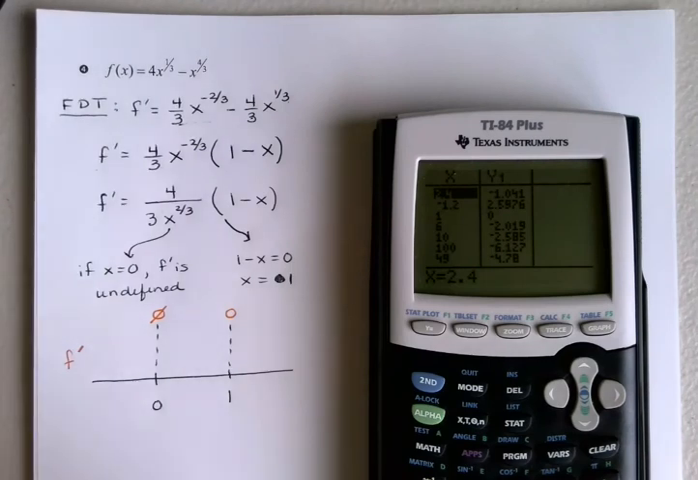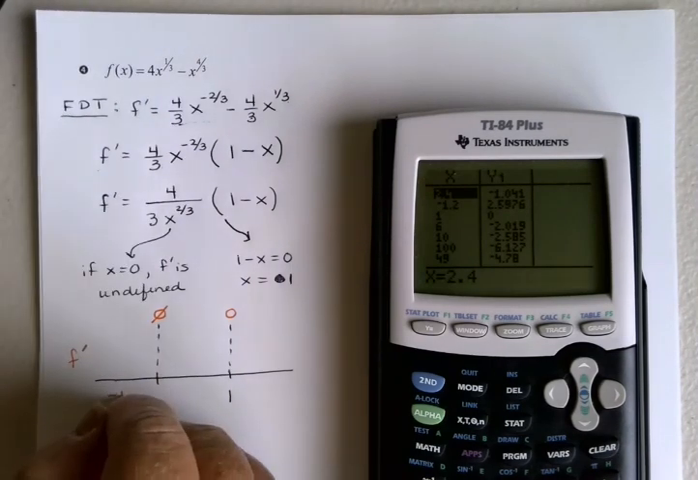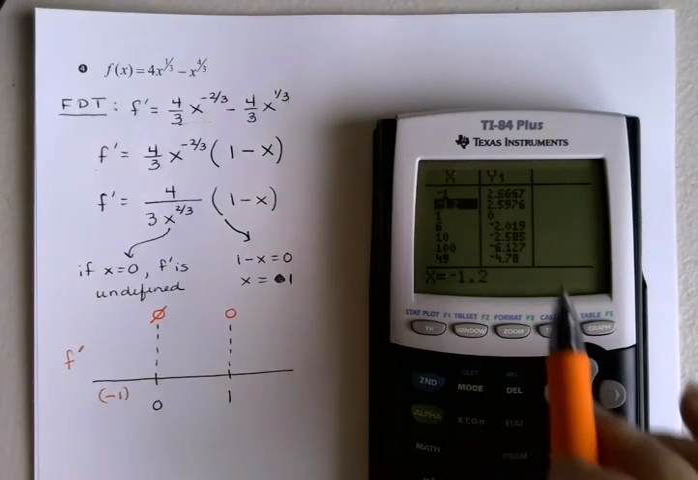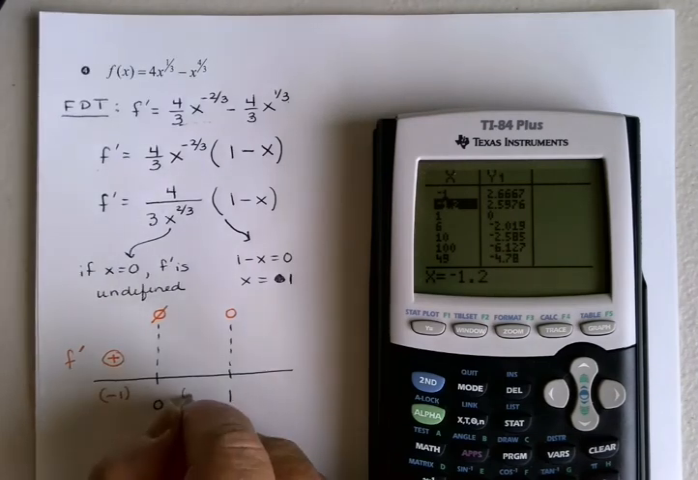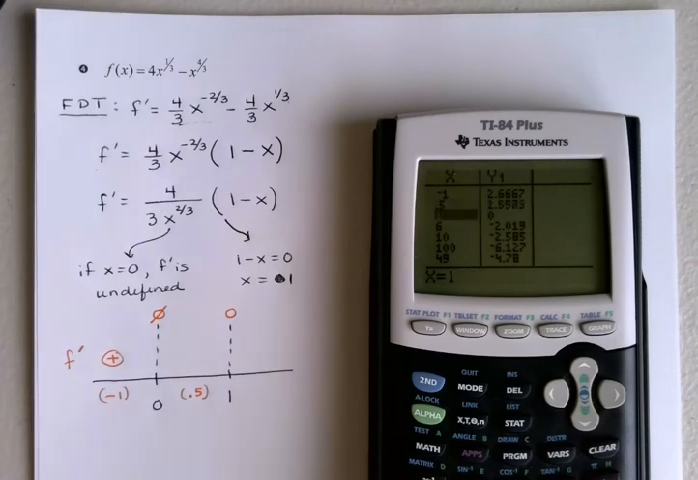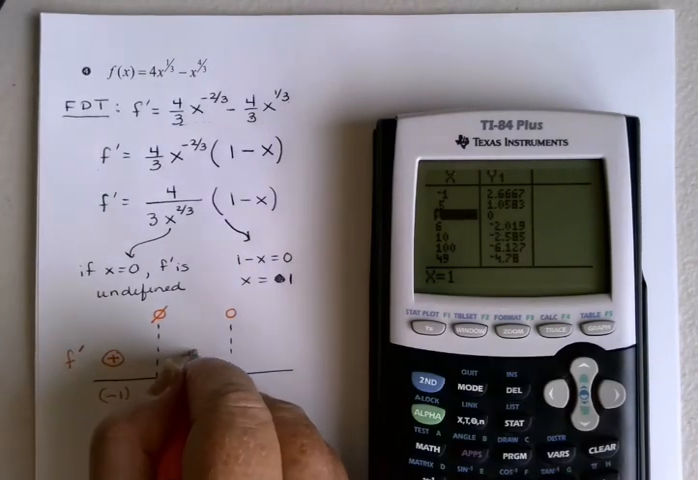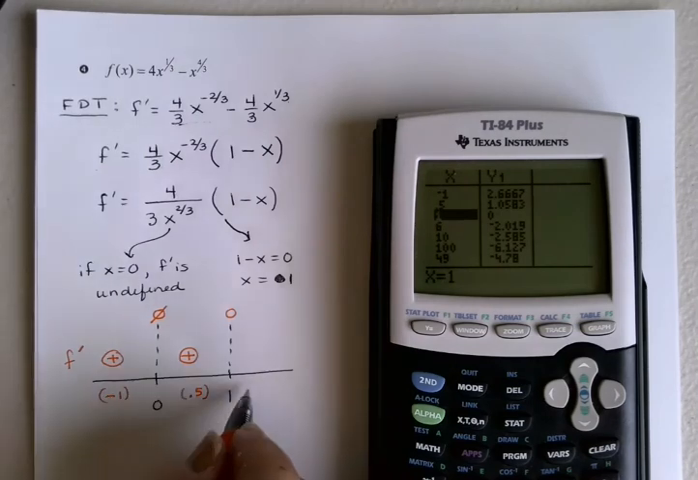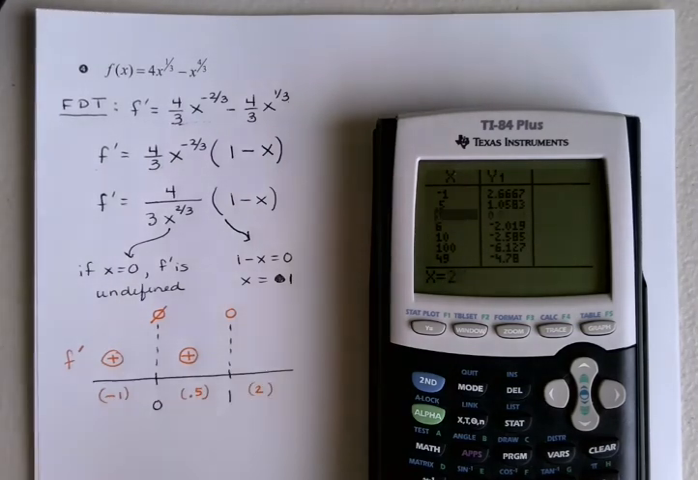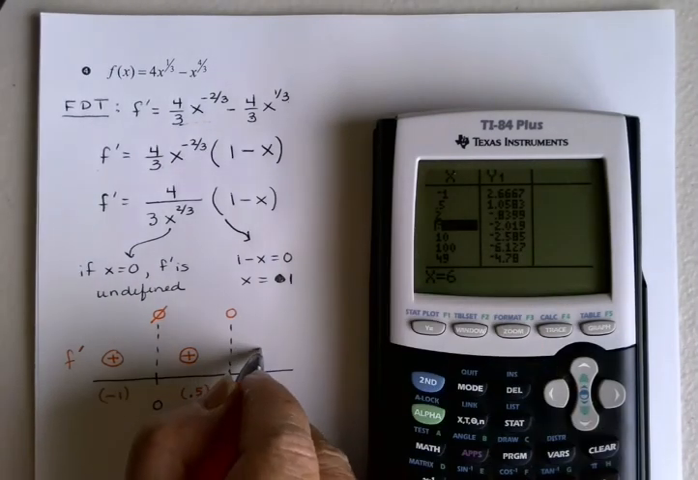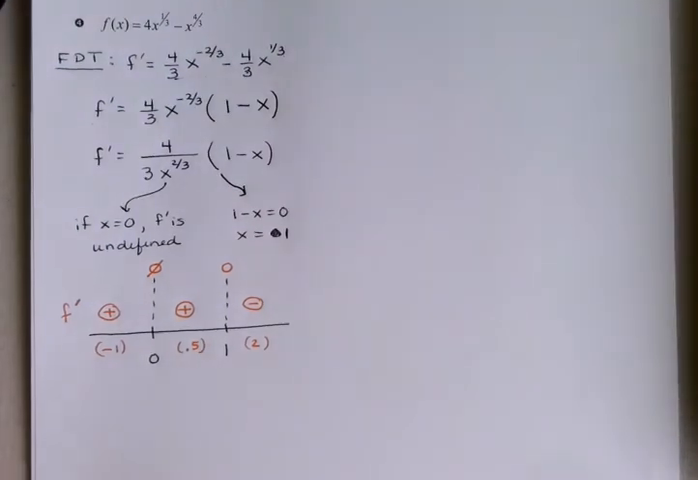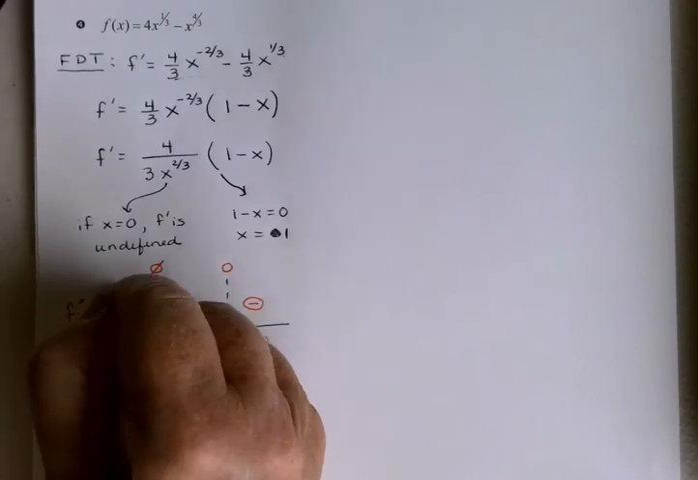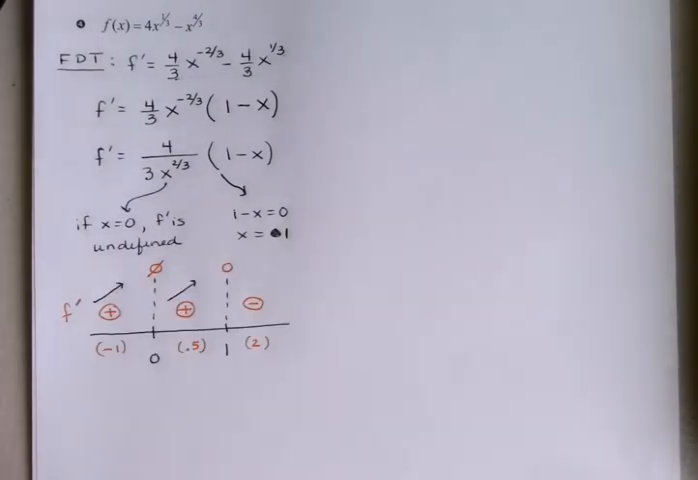And let's see, I need to start my first test value over here to the left of 0, so maybe negative 1. Gives me a positive value for the derivative. Something in between here, maybe a 0.5, gives me also a positive value for the derivative. And then something bigger than 1, like for example 2, gives me a negative value for my derivative. So, my function is increasing. It's still increasing. And then it's decreasing.